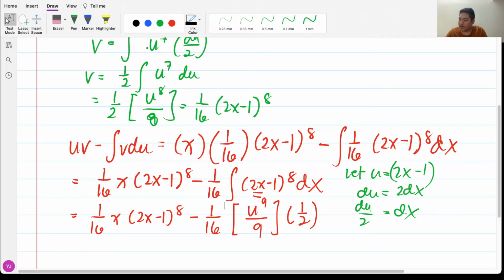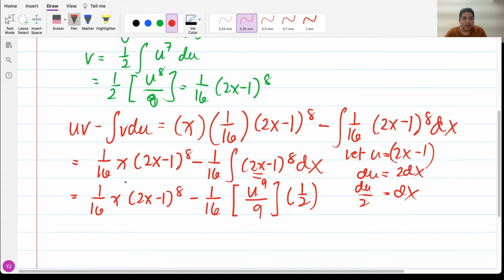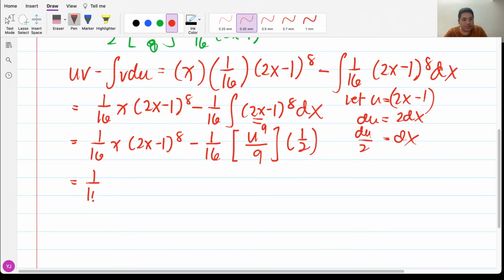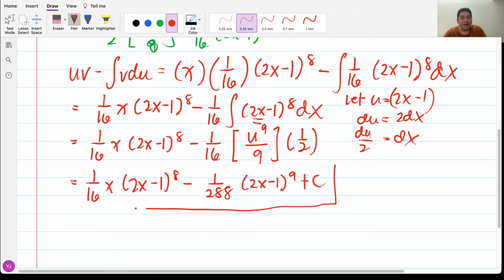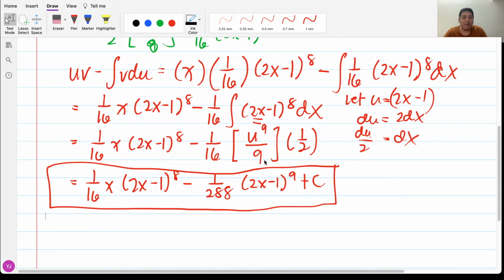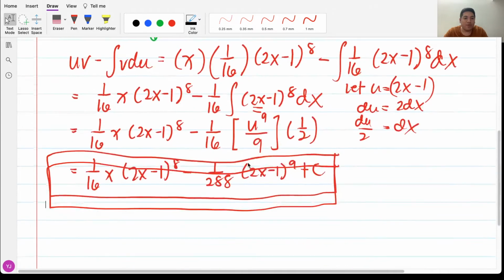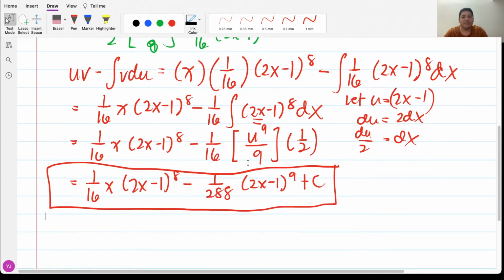All right, so if we do that, that will be 1 all over 16 times x times (2x minus 1) raised to 8, minus 16 times 2, it's 32, 32 times 9 is 288. Then the u would be (2x minus 1) raised to 9 plus c. So this will be our final answer for this first problem that we have here in our 1001 solved integrals.